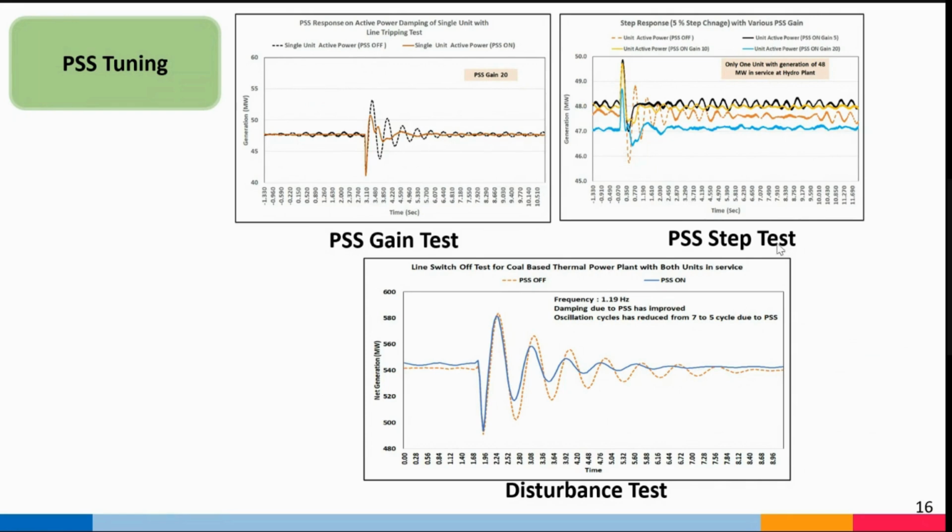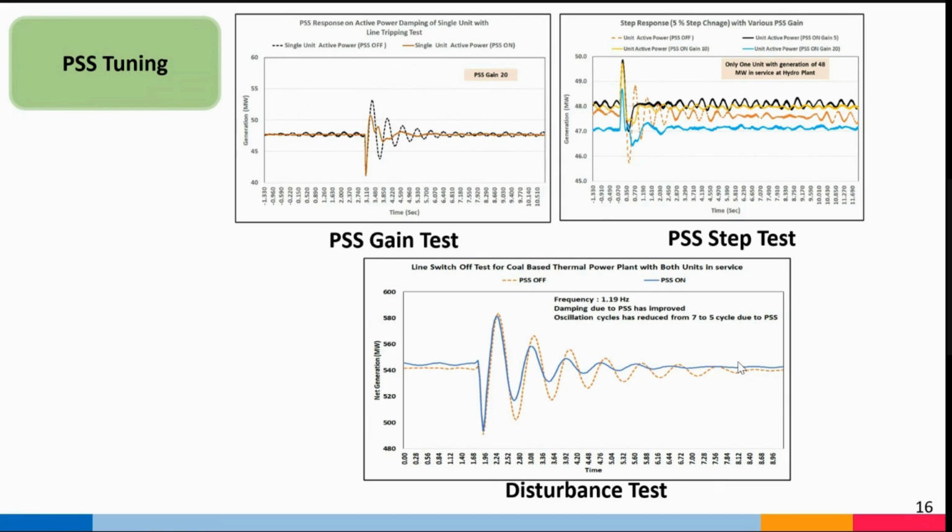We keep the PSS on and off, and after the tuning of the PSS, we check whether the damping is improving with the PSS on. You can easily monitor that. This black one is without PSS, and this gray one is with PSS. You can see that damping has significantly improved. Earlier it was oscillating and the magnitude was also high. Here the magnitude reduction is less, but the damping has improved significantly. So this is the disturbance test.